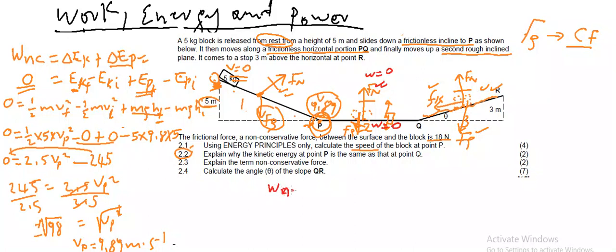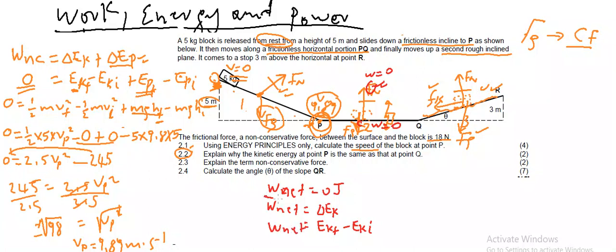The net work done is equal to 0 joules, because the normal force does 0 work and FG does 0 work, therefore nothing else is there, the net work done is 0. So when the net work done is 0, the formula was: net work is equal to change in what? In EK. Change in EK is EK final minus EK initial. So that is net work.